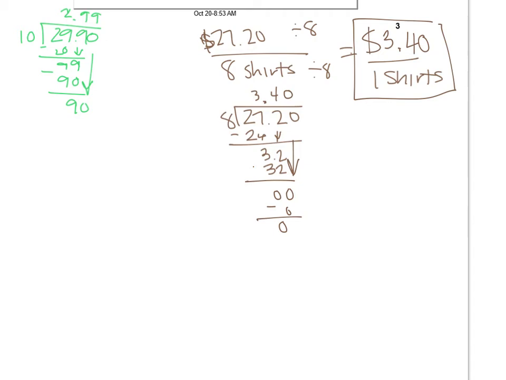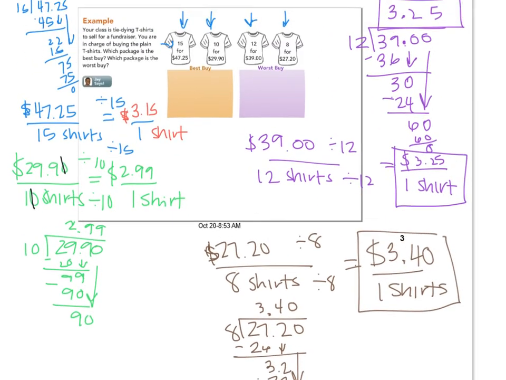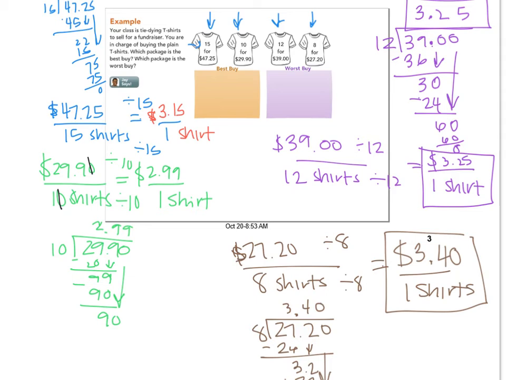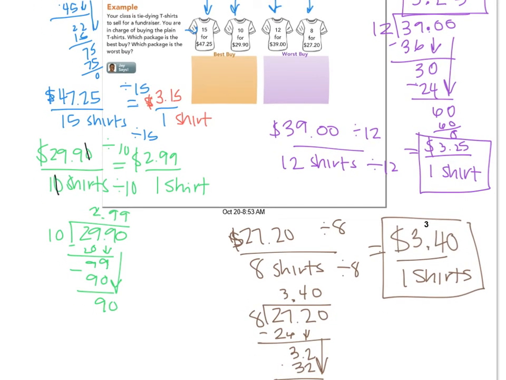Alright, so now we need to see which was the best buy and which was the worst buy. So the best buy would be the cheapest shirt, the cheapest it is to buy just one shirt, because if you can spend less money, then you can buy more shirts for the fundraiser. So our cheapest shirt was $2.99. So this one was our cheapest.